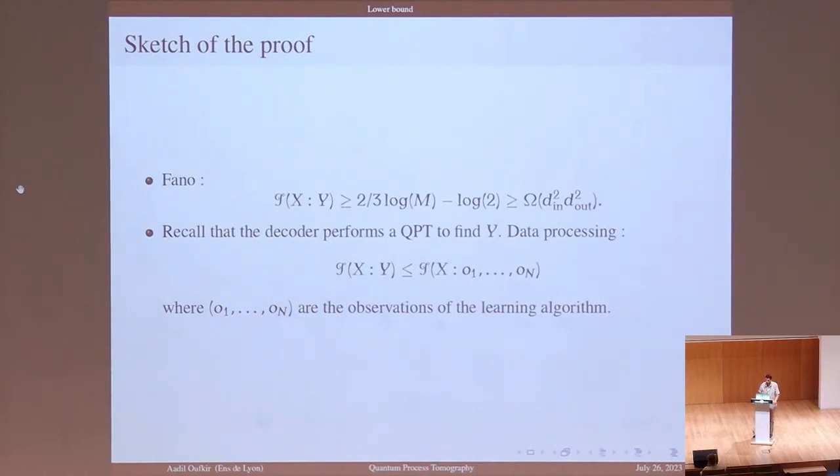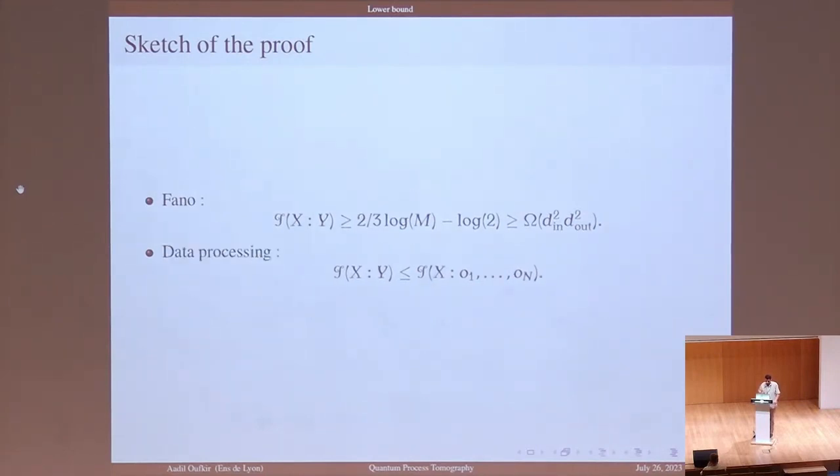And recall that the decoder performs a quantum process tomography in order to obtain Y, so we can apply the data processing inequality to show that the mutual information between the encoder and the decoder is at most the mutual information between the encoder and the observations of the quantum process tomography, O_1 to O_N.